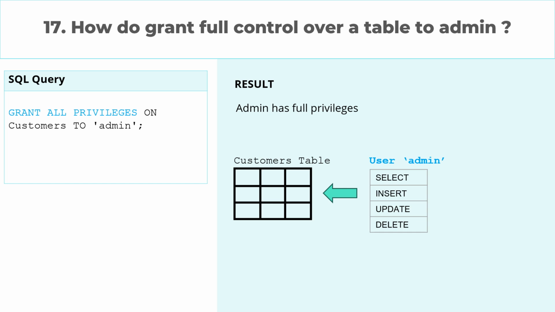All privileges. This gives the admin user permission to select, to view customer information, insert, to add new customer records, update, to edit existing customer records, delete, to remove the customer records, on customers. This specifies the customers table where these permissions apply. To admin. This grants these privileges to the admin user. This allows the admin user to fully manage the customers table, handling all customer related data.